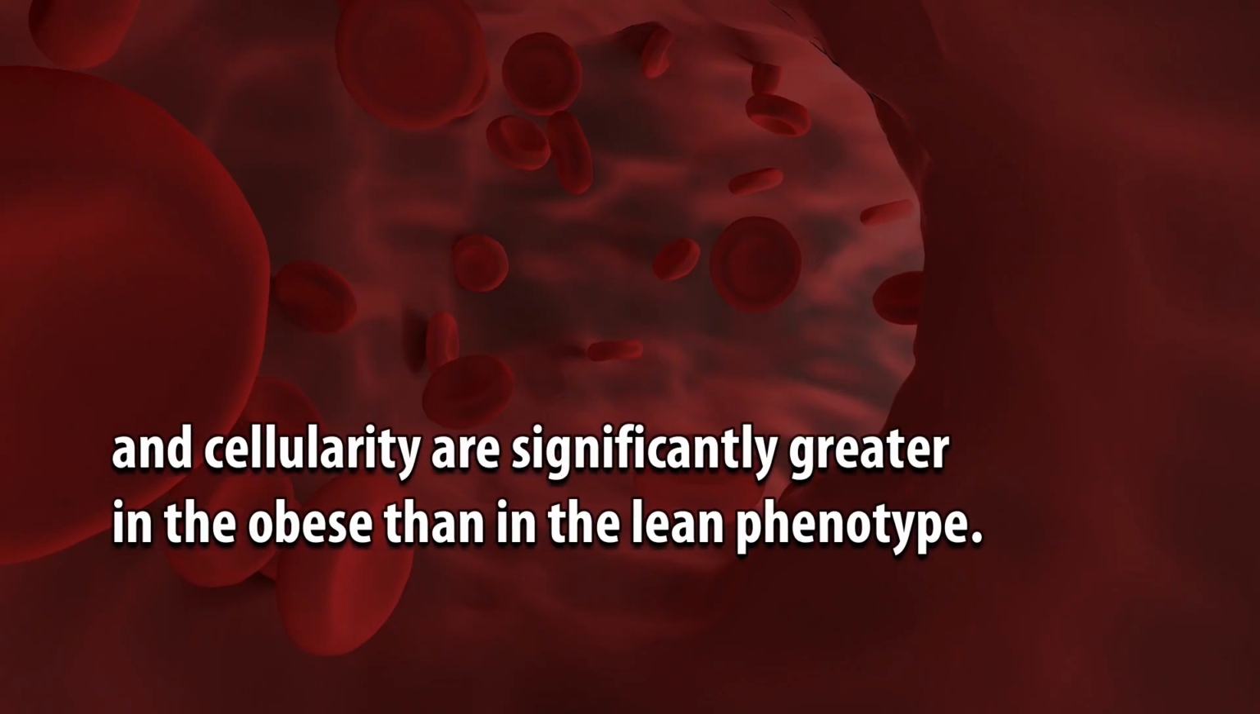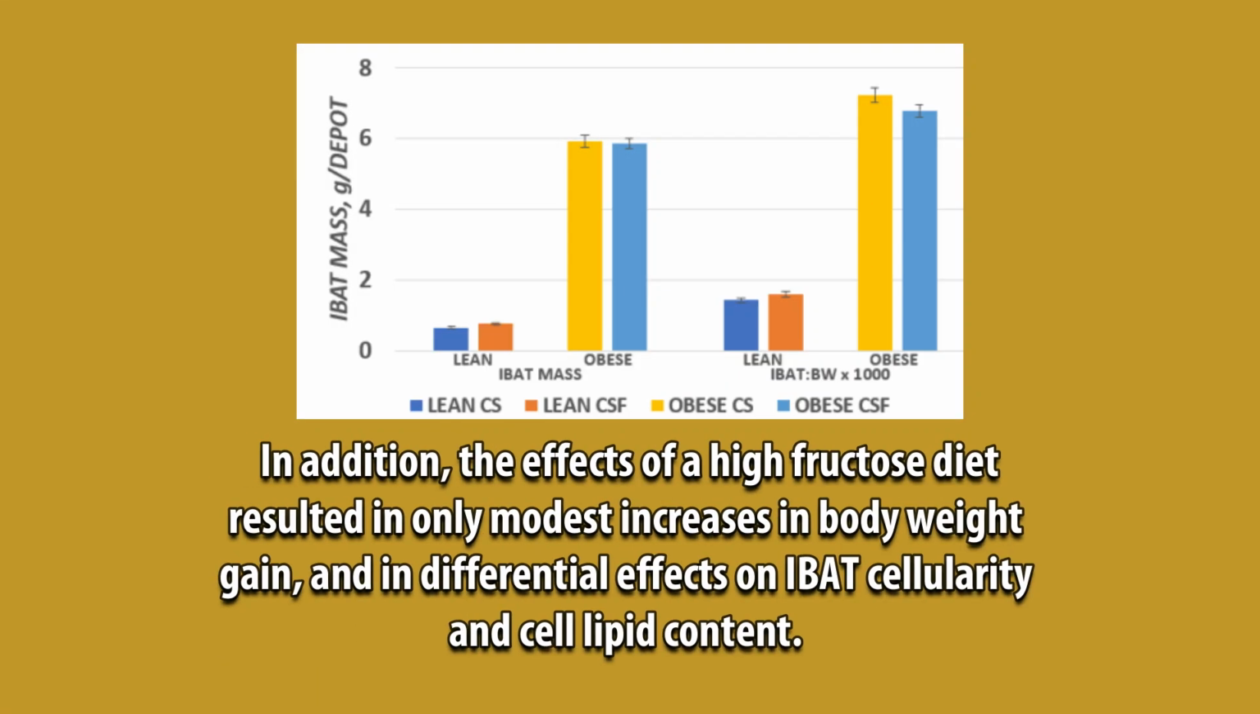The results of this study indicate that final weight gain and interscapular brown adipose tissue mass and cellularity are significantly greater in the obese than in the lean phenotype. In addition, the effects of a high fructose diet resulted in only modest increases in body weight gain and in differential effects on IBAT cellularity and cell lipid content.